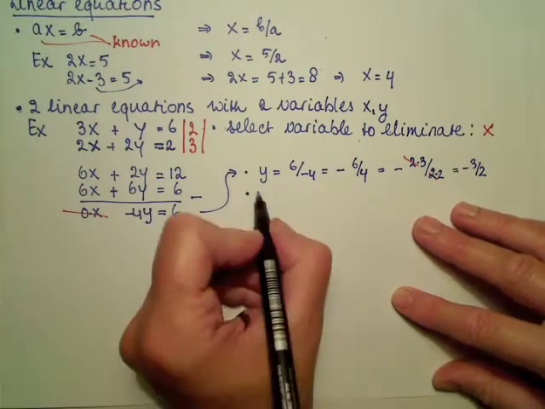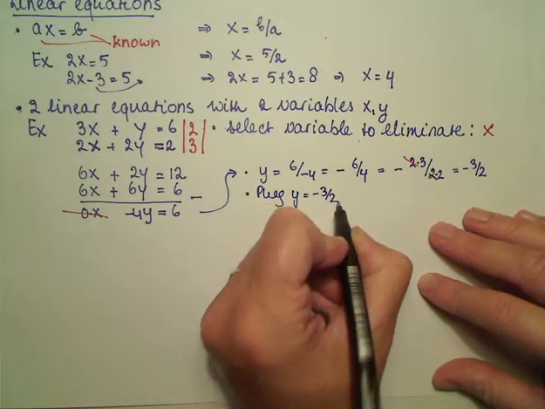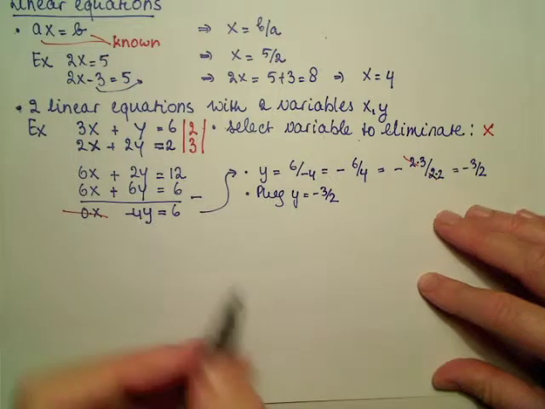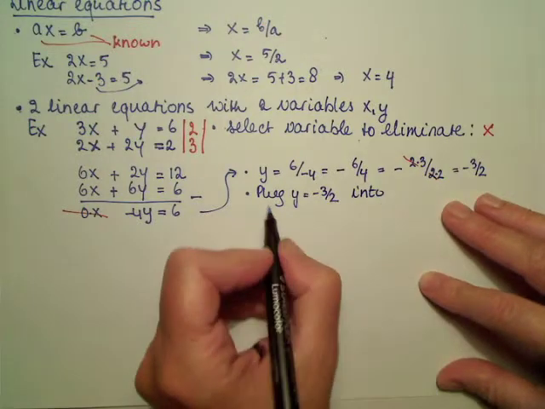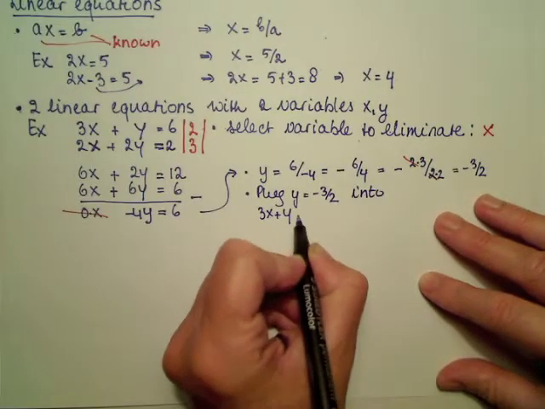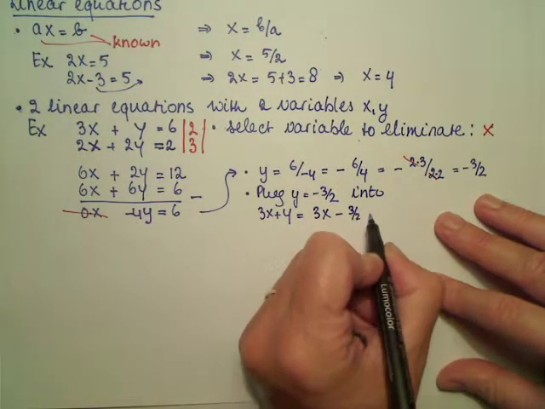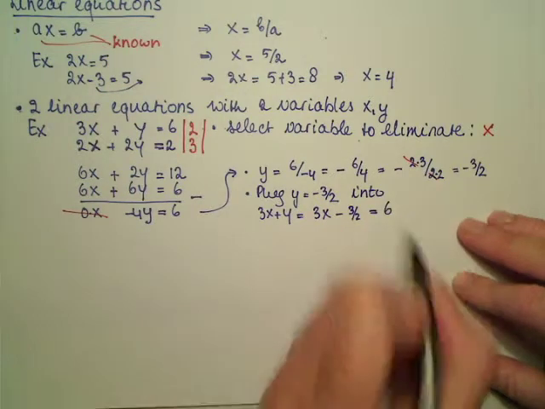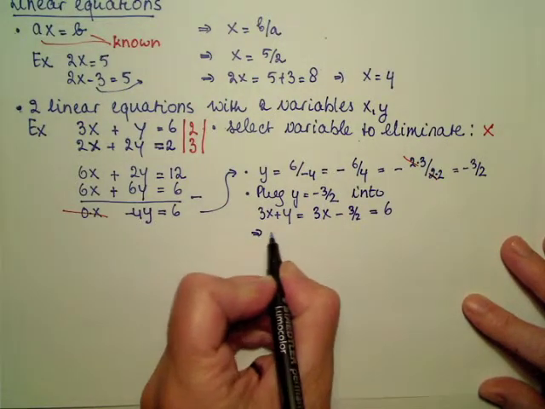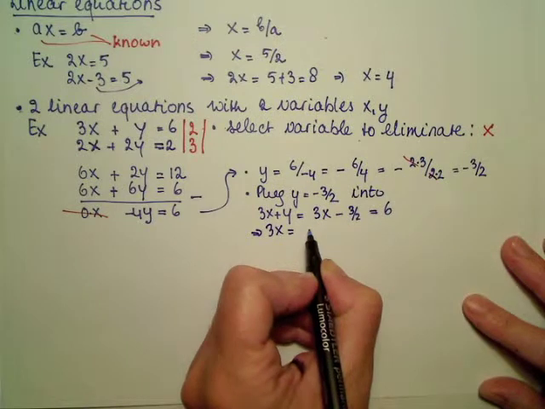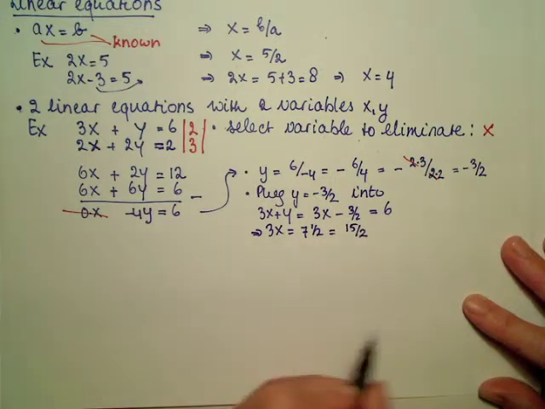Now we know y, so we can plug this value of y into one of the equations. For instance, we plug y into the first equation. So we get 3x plus y equals 3x minus 3 over 2, and this must be equal to 6. So we get that 3x equals 6 plus 3 over 2, which is 7.5, which is 15 over 2.